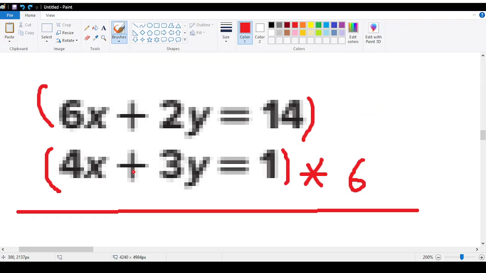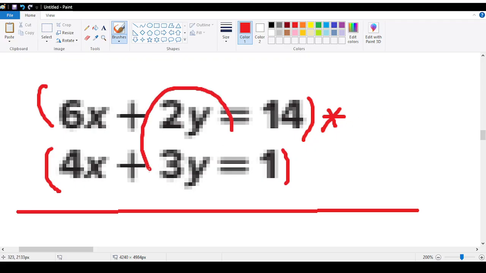Now, 6 and 4 are large numbers, so it's better to do 2 and 3. They're smaller numbers, so it's going to be easier. So, yalla, one more time. This is 2. I will multiply it with? No, no, no. I'm looking to cancel the y. 3. Okay. And the second equation? -2. That's a good step.